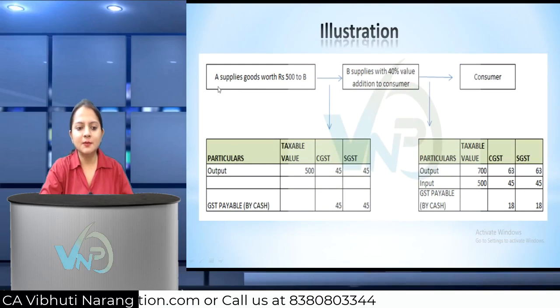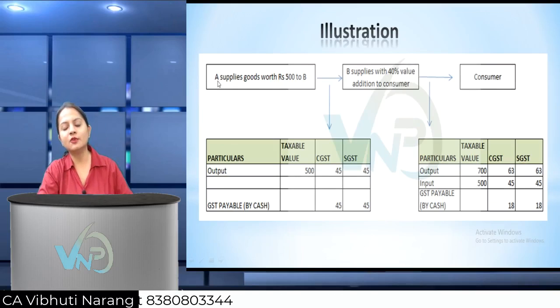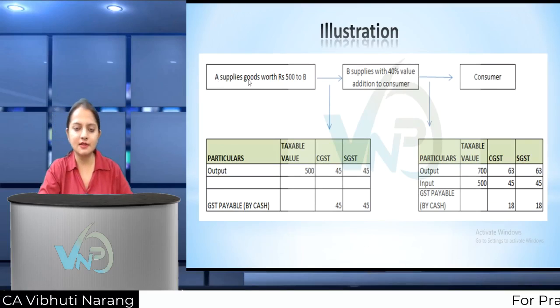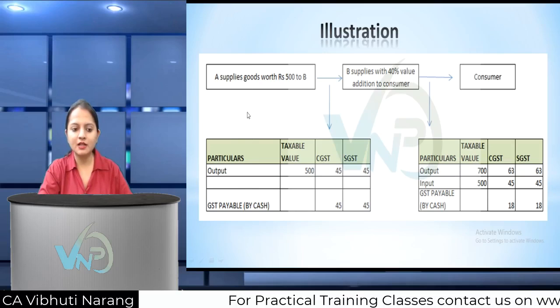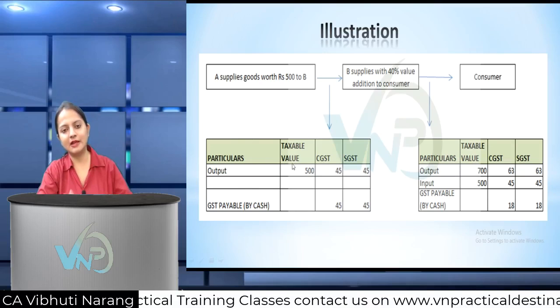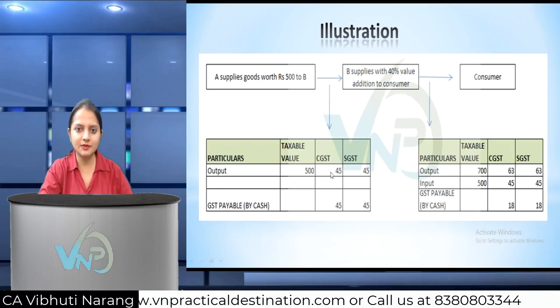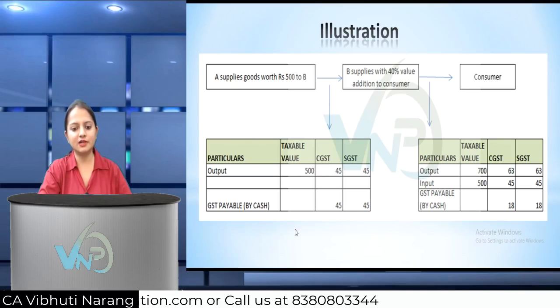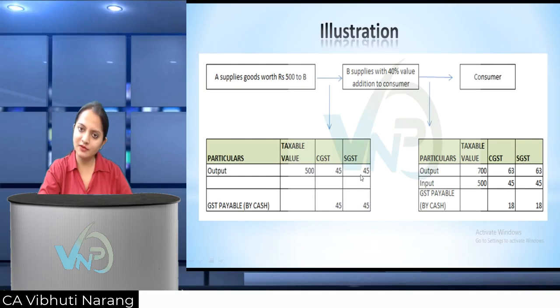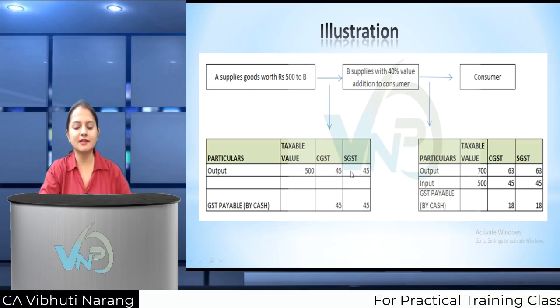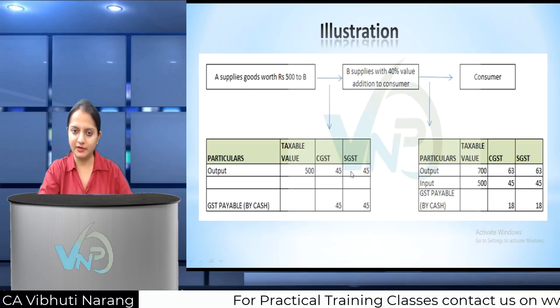See, there is a person A who supplies goods of rupees 500 to B. Now A is the seller and B is the receiver. When we prepare the computation in the books of A, we find that the taxable value is 500, and I have assumed that CGST and SGST are 9%. So 9% of 500 is 45 rupees, and 9% of 500 is 45 rupees. CGST which A will pay is 45, and SGST which A will pay is again 45.